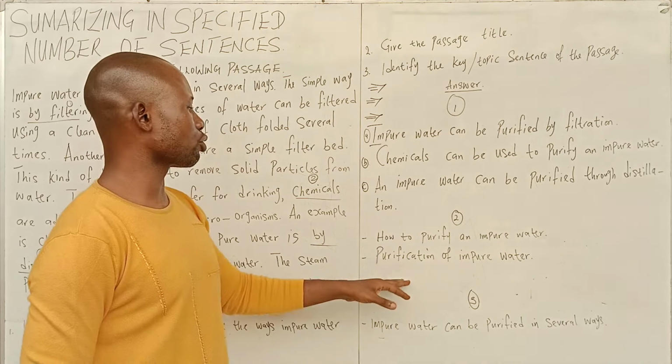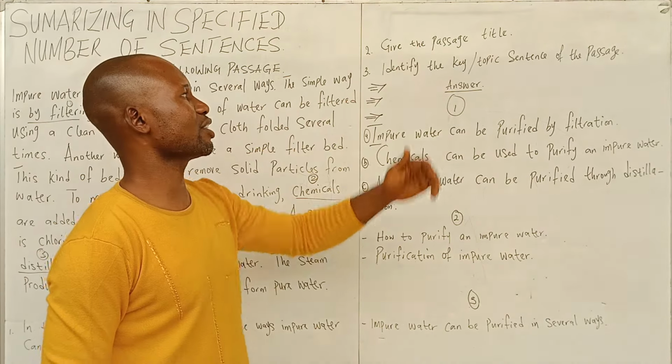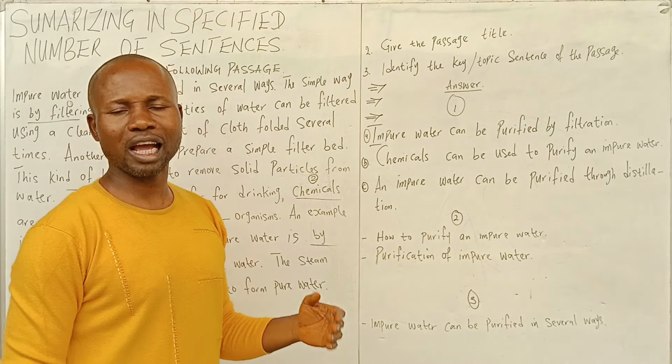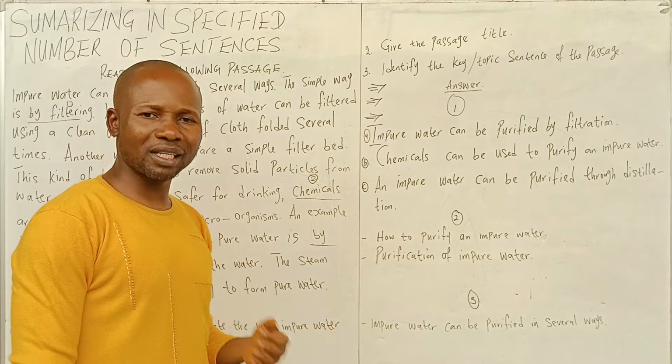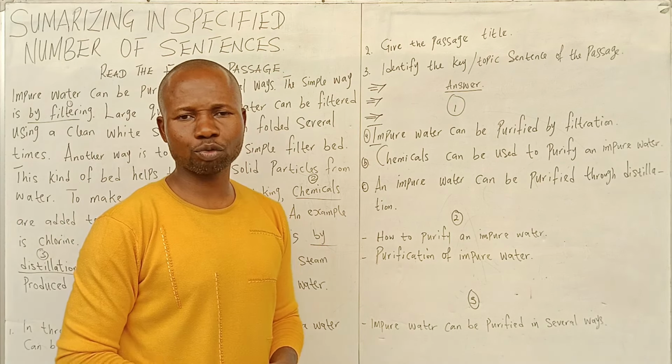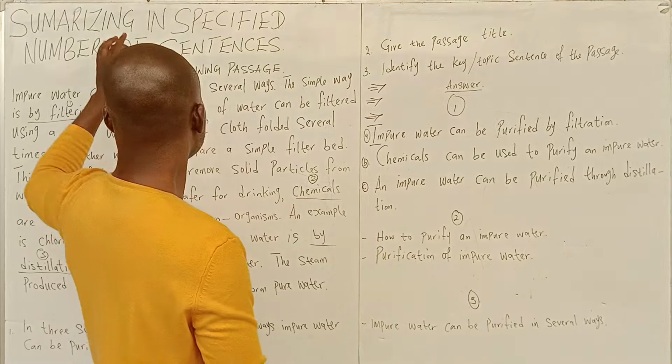So lastly, or second to the last, number 2 says give the passage a title. I provided 2 titles, which I believe one will still be better, but it depends on you. I can give up to 5 titles for this. Number 1, how to purify an impure water. Number 2, purification of impure water. We are still saying the same thing. So these are suitable titles for this passage.